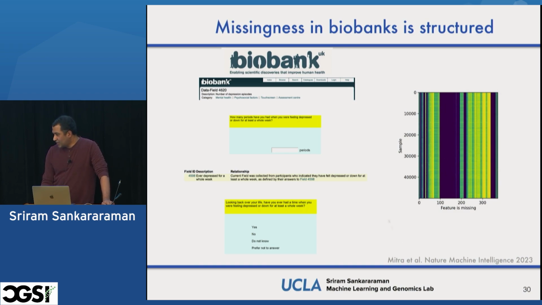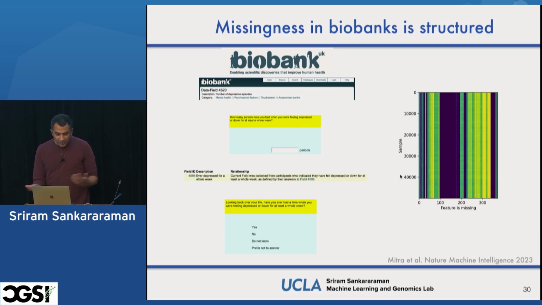So what that means is if you were to look at a data set like this, so if you look at individuals by features and ask who's missing and who's observed, you will see that there are these very distinct patterns of missingness. This is what we mean by the fact that missingness is structured, where there is information in the patterns of missingness over and above the values that are observed.